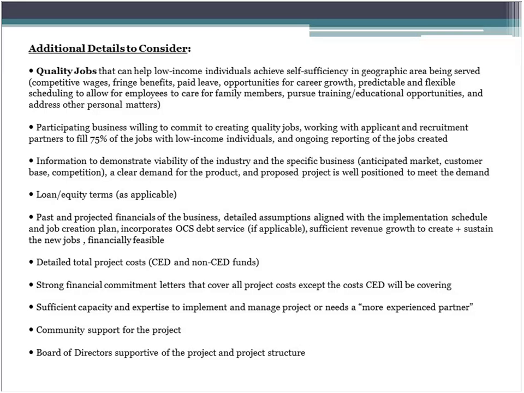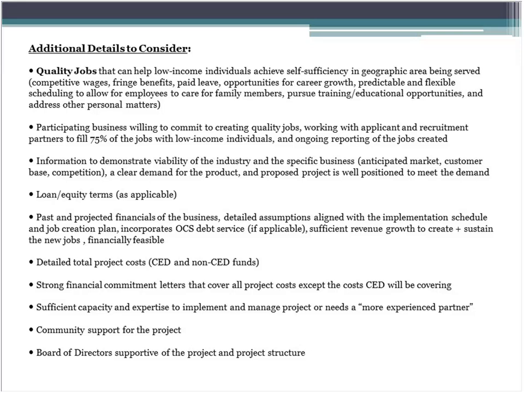Is your participating business willing to commit to creating quality jobs and working with you and your recruitment partners to fill 75% of the jobs with low-income individuals, and ongoing reporting of the jobs created for the entire 3-year or 5-year grant period, which can be a big ask?